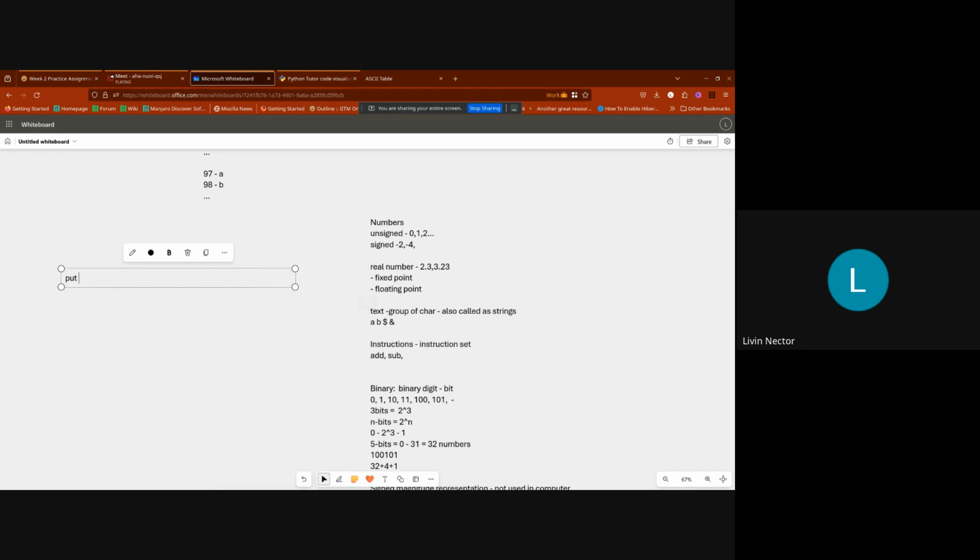So put a value to memory. This put is an instruction. What value? I should use some number, right? Memory is another place. So how do I represent memory? Every memory location will have an address.